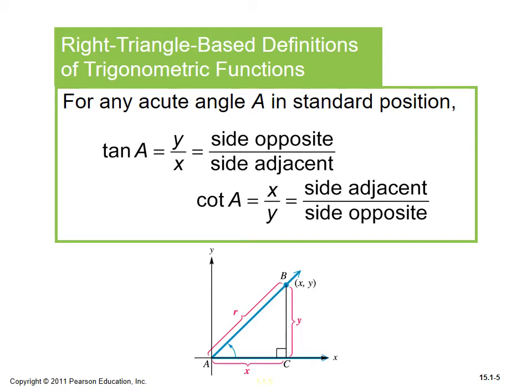The tangent. So the tangent of A is the side opposite over the side adjacent. So the code word for that is TOA, T-O-A. Okay, and so the cotangent is the reciprocal of that. So the cotangent would be the adjacent over the opposite.